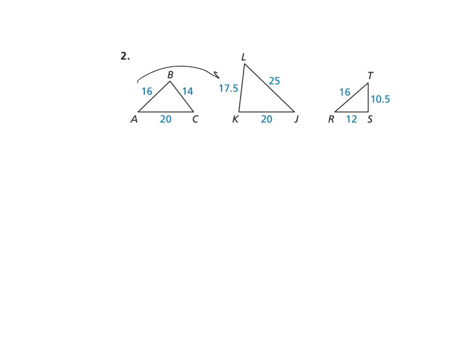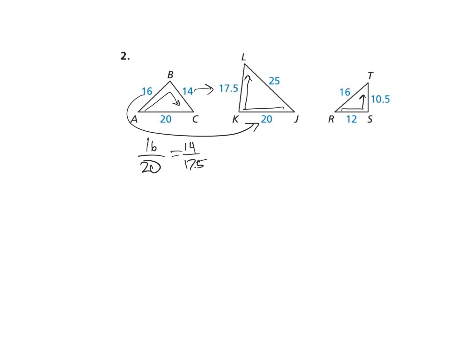All right, same thing here. We're going to do 16 is to, ABC. Let's make sure we do the right order. ABC and JKL, and then RST. So they've changed all these, all right? So we can't go 16 is to 17.5. What it is, AB is to JK. So we have 16 is to 20, okay? And then we have BC is to KL, so 14 is to 17.5. So we can check those first.